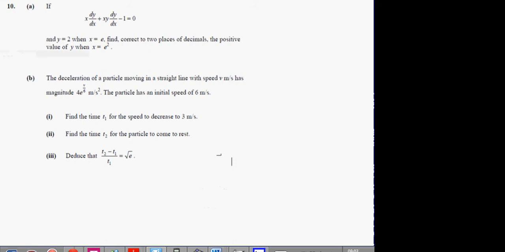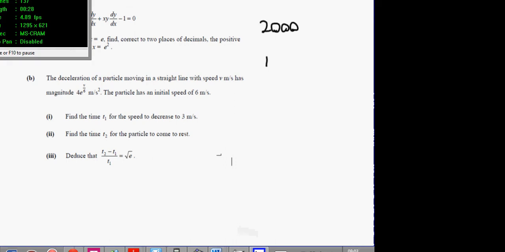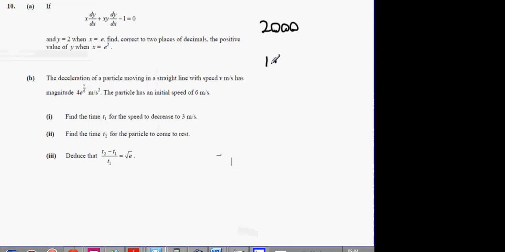So this is 2010B, because 10A is no longer considered to be on the course, I think. Where is it? So just give me a second. So we're going to do 2010A and 10B because they're both doable.